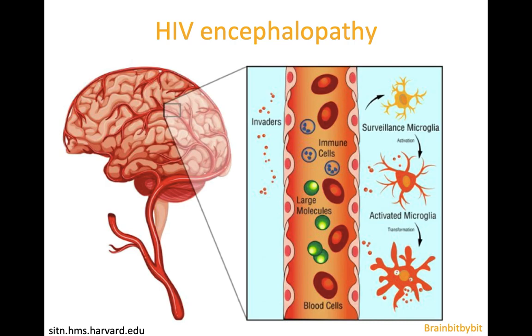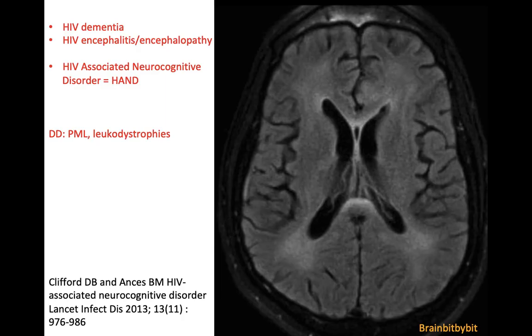Bit by bit, I'm going to show images of HIV encephalopathy or HIV encephalitis. This is caused by direct infection of the microglia by the AIDS virus. It was previously called HIV dementia, and another term that's used is HIV-associated neurocognitive disorder, or HAND. And the symptoms can vary from mild to severe.